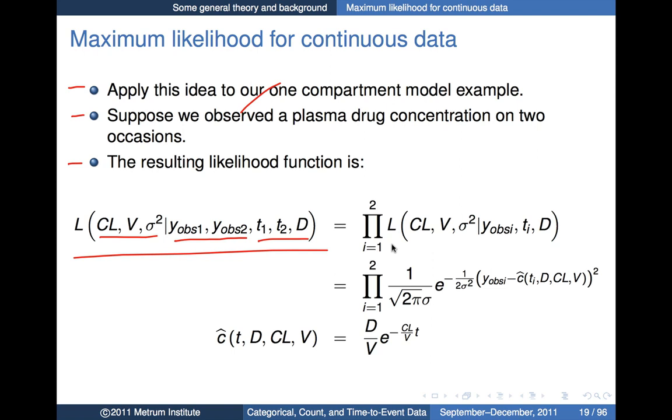On the right hand side, if we ignore the product term, we have the same equation as before for our one compartment model case, but now with two different times. I've got YOBS 1 and 2, and I multiply those two together. Again, I can substitute in my normal density function because I've assumed normal residual variation, and my C hat function is the same good old one compartment model with a single bolus.